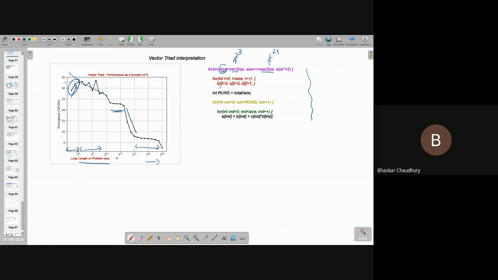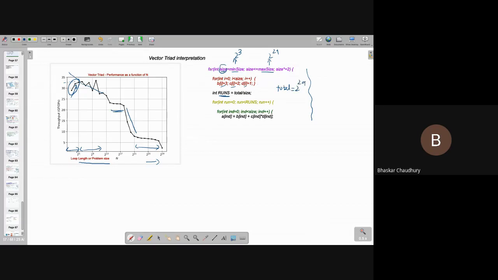I mean the arrays actually. So B, C, and D have all been given the same value. All the B's are 3, all the C's are 2, and all the D's are 1. Then we define a variable called runs, which is total divided by size, and we have already finalized that total is always 2 to the power 29.